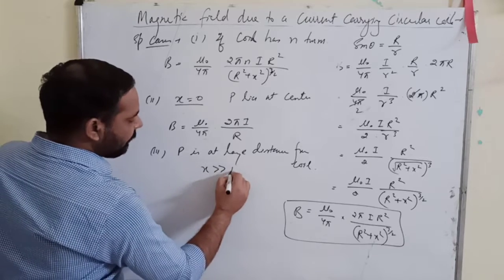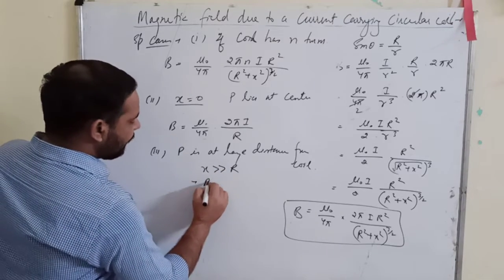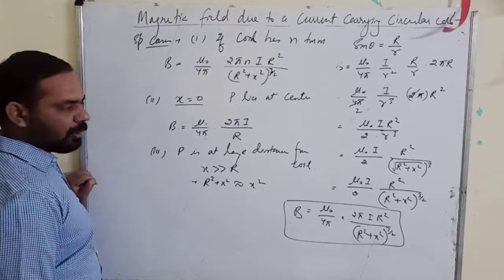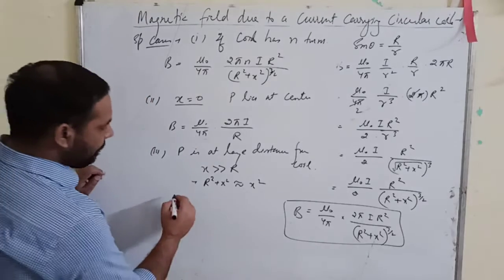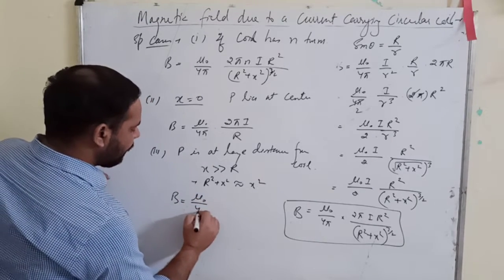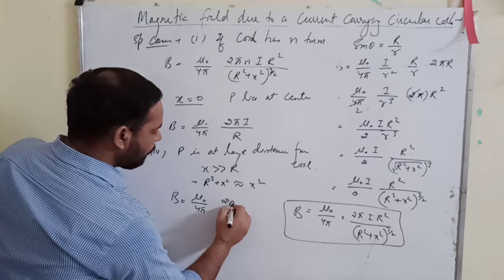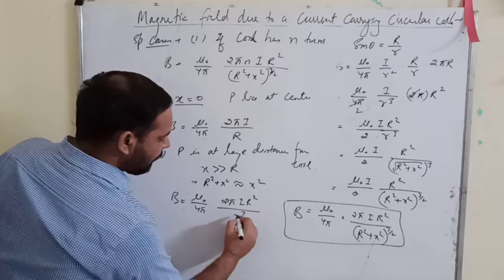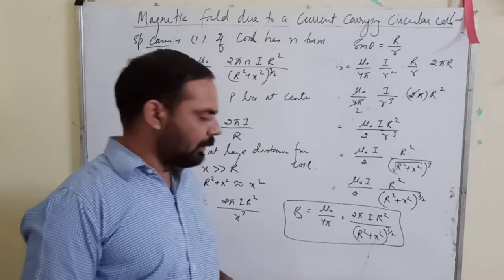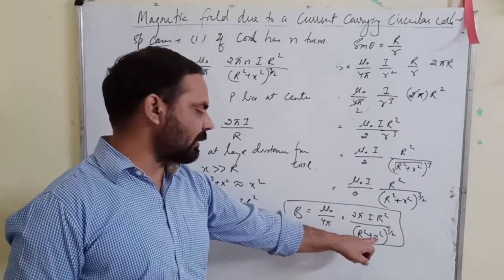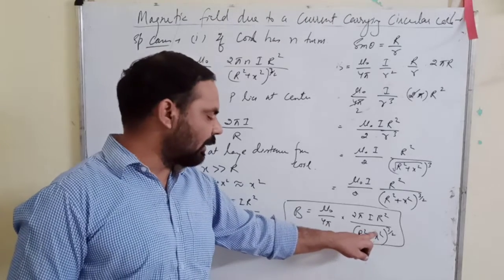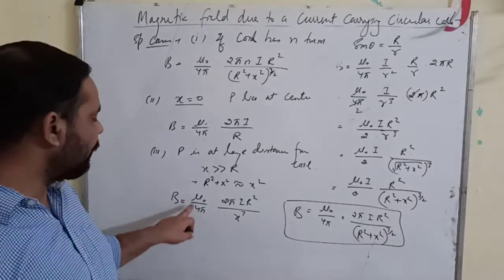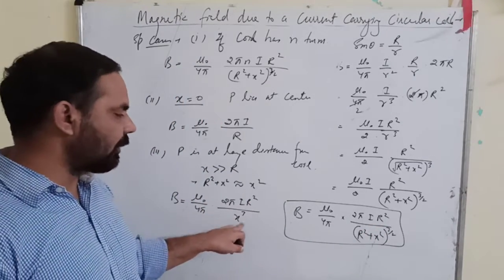That means x is very much greater than r. So it means that r square plus x square would be approximately equal to x square. So the formula will become B equal to mu naught upon 4 pi, 2 pi I r square upon x raised to the power 3. Since r square plus x square is approximately equal to x square, x square raised to 3 by 2, half and 2 will cancel, so x cube. So you have mu naught upon 4 pi, 2 pi I r square upon x cube.